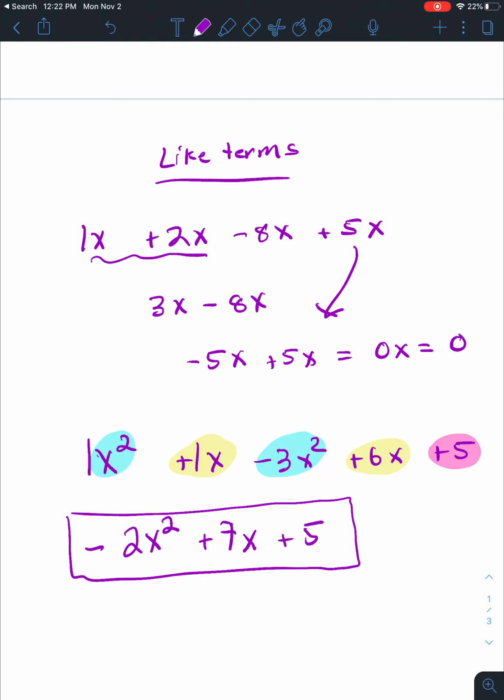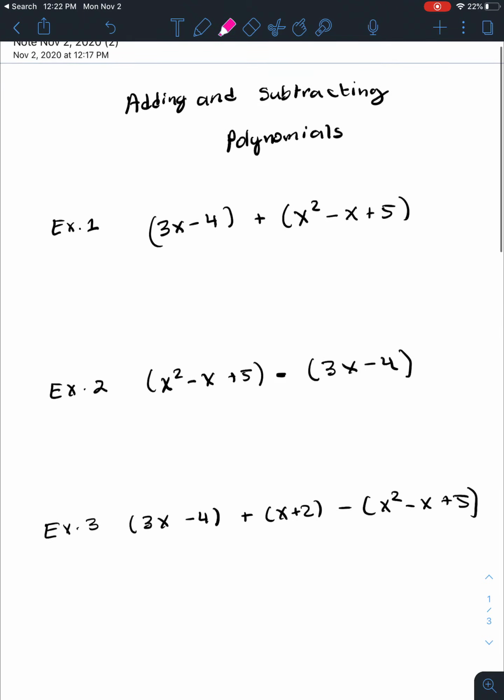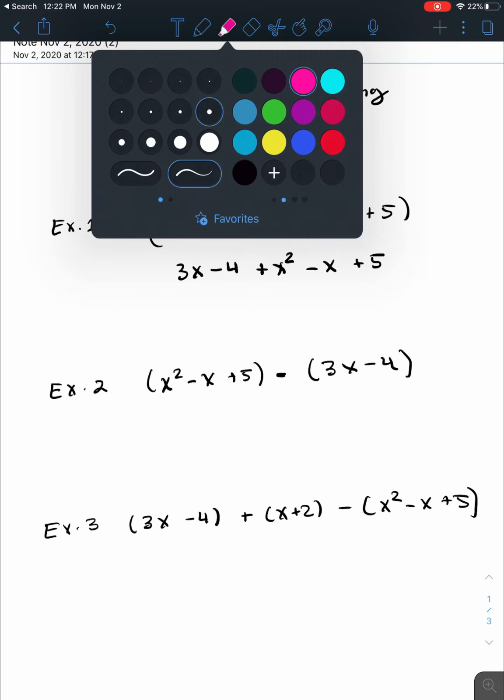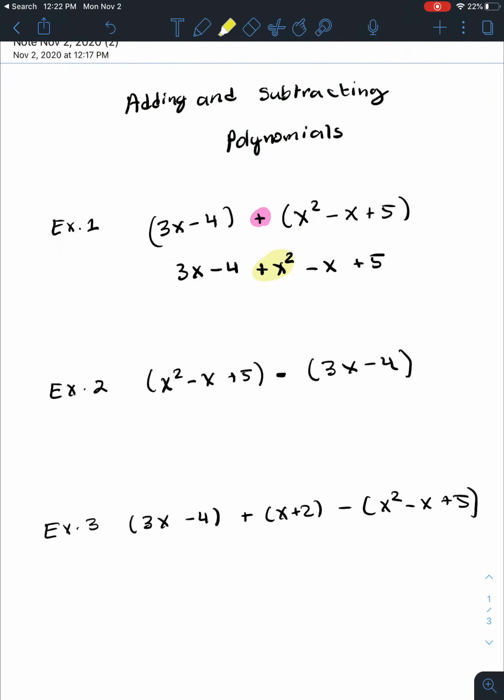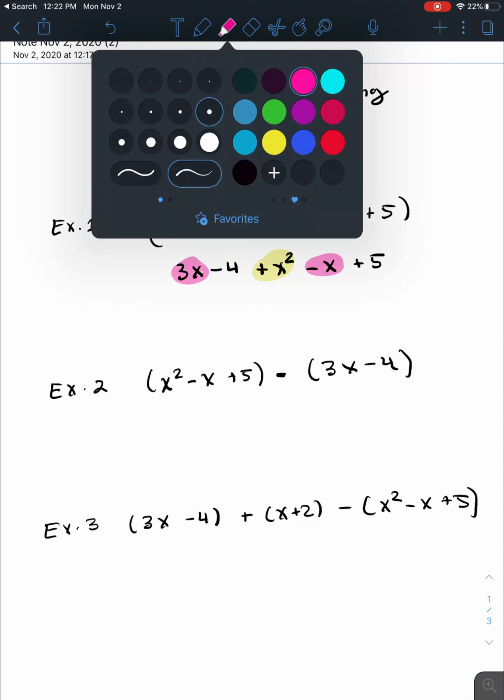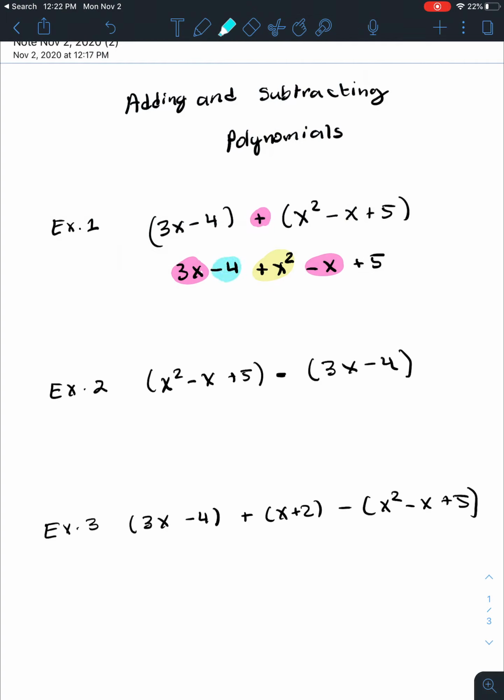So now, when we go up and we start doing problems that involve adding, all we do is we rewrite it. So that's 3x minus 4 plus x squared minus x plus 5. Notice how the plus sign in the middle doesn't change the sign of anything to the right. So we'll keep it just the same. Then we will do our fun highlighting. There's only 1x squared, so that's by itself. We have two terms that have an x term. And then we have two constants.